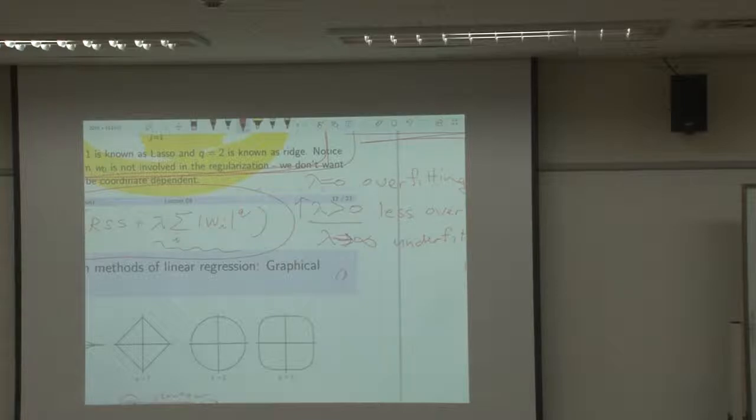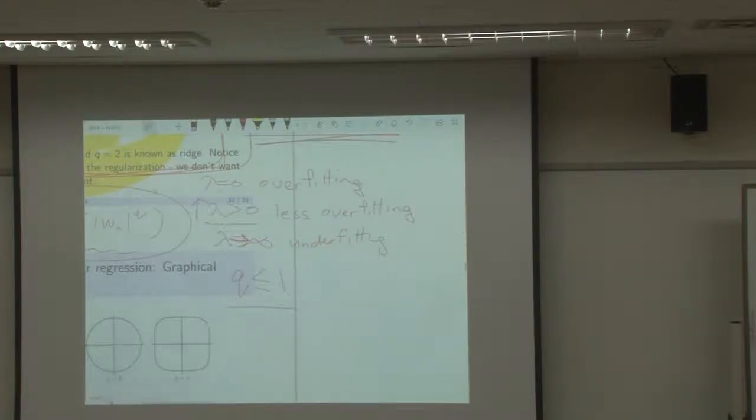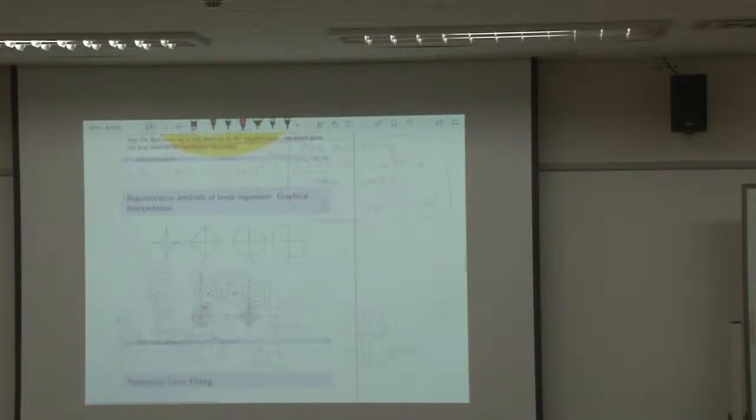When q is equal to or less than 1, what do you get? You get a sparser solution. Sparse solution. Okay? Any questions about this?